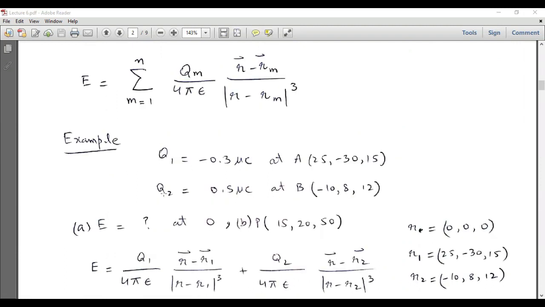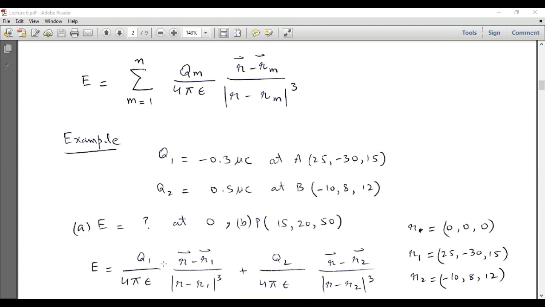Now we are going to solve an example, and after solving this example, we will be very clear in calculating the electric field due to two charges. So we have 2 point charges. One charge is negative and it is placed at the point 25, minus 30, and 15. The second charge is Q2, its magnitude is 0.5 microcoulomb and it is placed at minus 10, 8, 12. These components are given in centimeters.